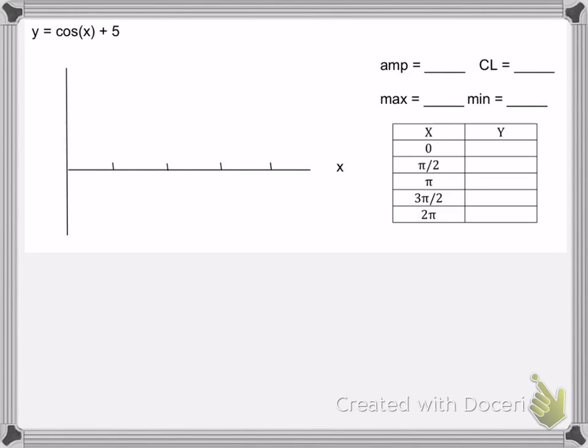Example 2, we've added in a d term. So my center line is y equals 5. The amplitude is 1. So my max is 6. My min is 4. So again, we just label the x-axis exactly how the plot or the table is listed.